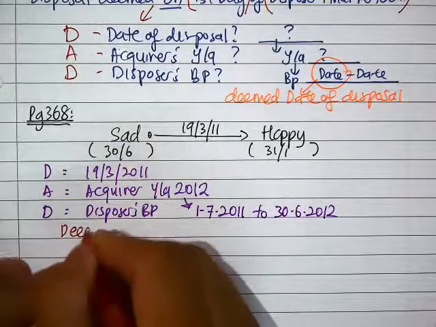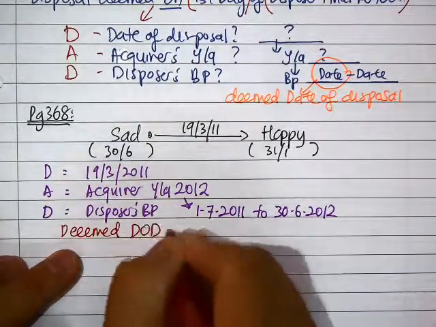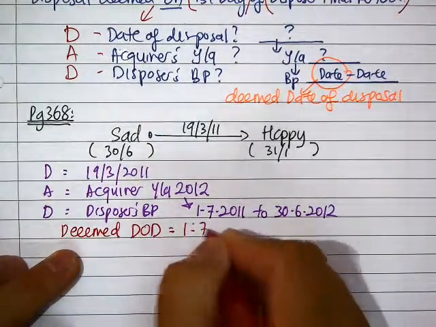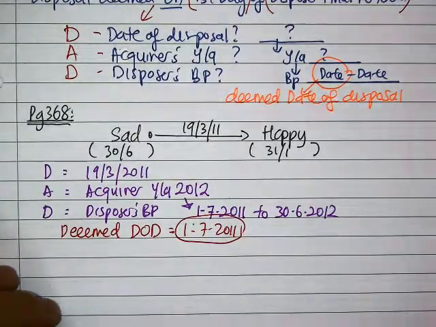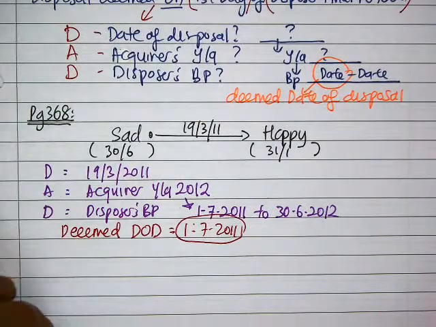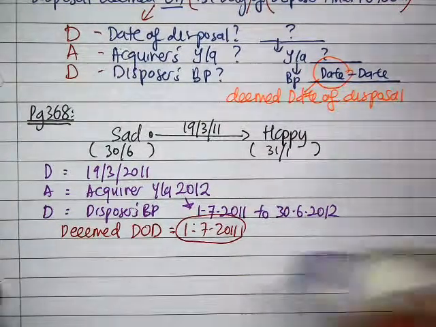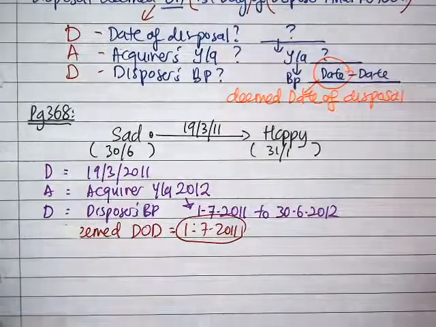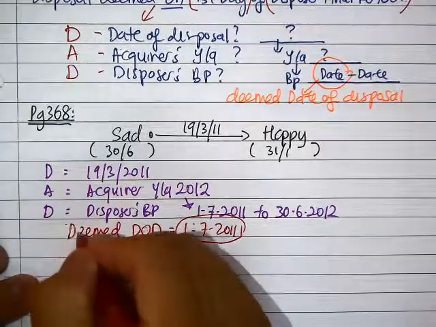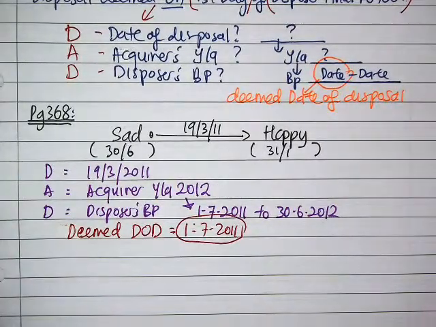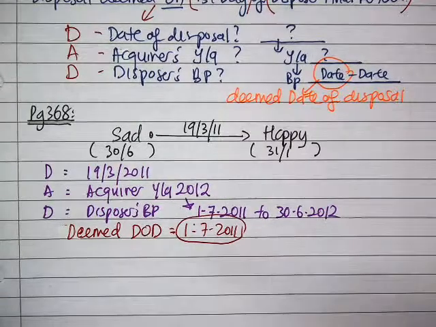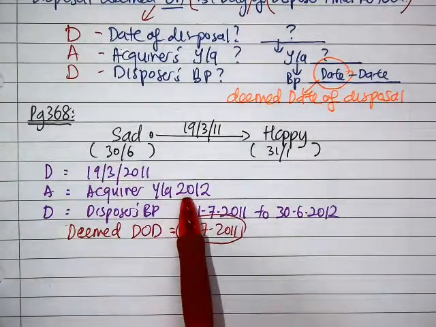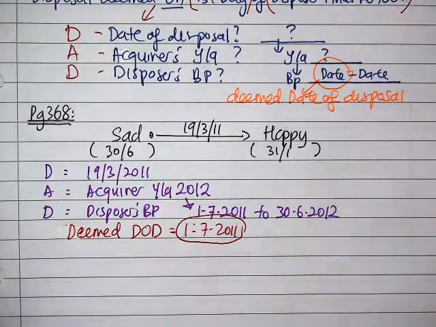So, the deemed date of disposal is 1st of July 2011. That's your first day of the final period. Okay, the deemed date of disposal is 1st of July 2011. Now you still dispose in 2012, right? Based on 1st July 2011, you still dispose in 2012, right? So the year of assessment is still Y2012. Okay, so this is how you work out the deemed date.